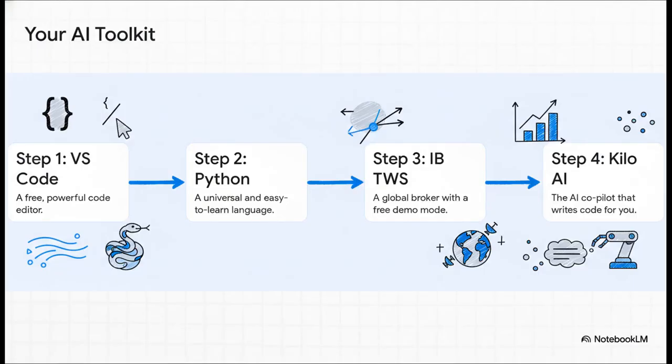All right, here's your whole setup. It's actually pretty simple. First up, you're going to grab VS Code. It's an awesome code editor from Microsoft, and it's totally free. Second, you'll be using Python, which is kind of the go-to language for data science and more for finance. Third, you hook it up to a global broker, say Interactive Brokers. And the great thing is they have a free demo mode so you can practice without risking a dime. And then, the final magical piece of the puzzle, an AI extension, something like Kilo. This thing is basically your AI copilot that does the heavy lifting, writing the code for you.